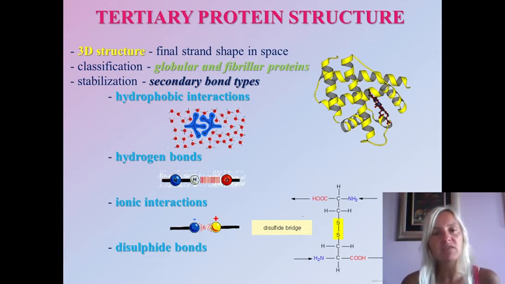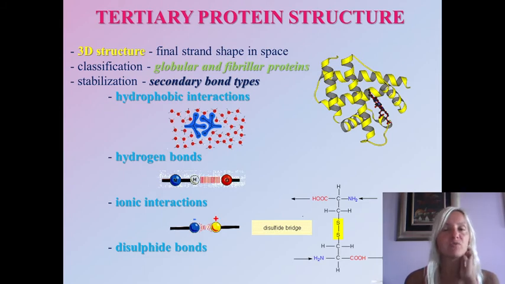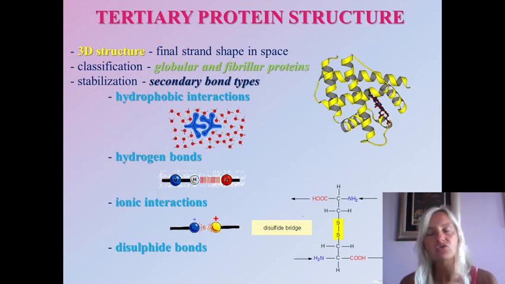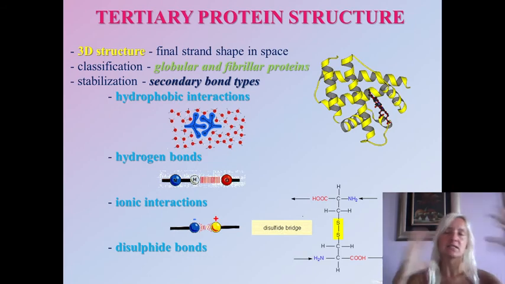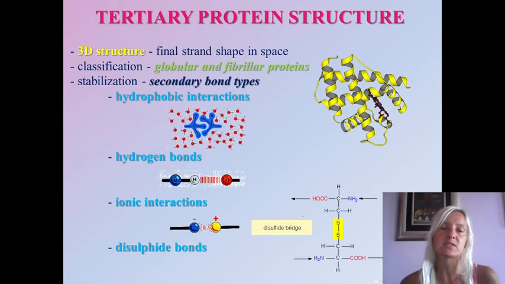This is achieved by the formation of secondary bond types, and four of them are found in tertiary protein structure. Those are hydrophobic interactions, which I have already explained previously, which means that hydrophobic amino acids tend to orient in the central part of the molecule, and hydrophilic amino acids tend to orient towards the surface of the molecule, towards the aqueous medium.